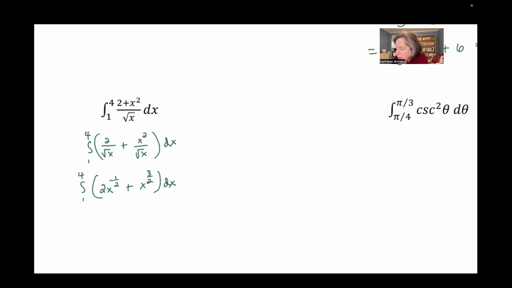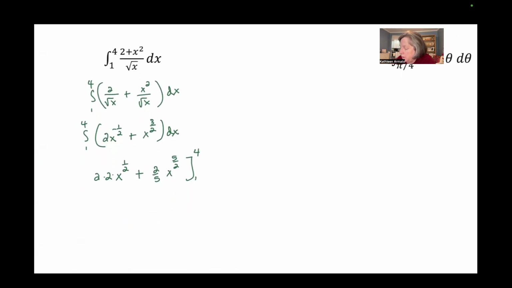So integrating, I add 1 to the exponent. I multiply by the reciprocal of that exponent. X to the 3 halves would become x to the 5 halves multiplied by 2/5. Evaluate from 1 to 4. Plug in the 4. So I have 4 times 4 to the 1/2 plus 2/5 times 4 to the 5 halves. Now plug in the 1. That's just going to be 4 plus 2/5. 4 to the 1/2 is 2. 4 times 2 is 8.